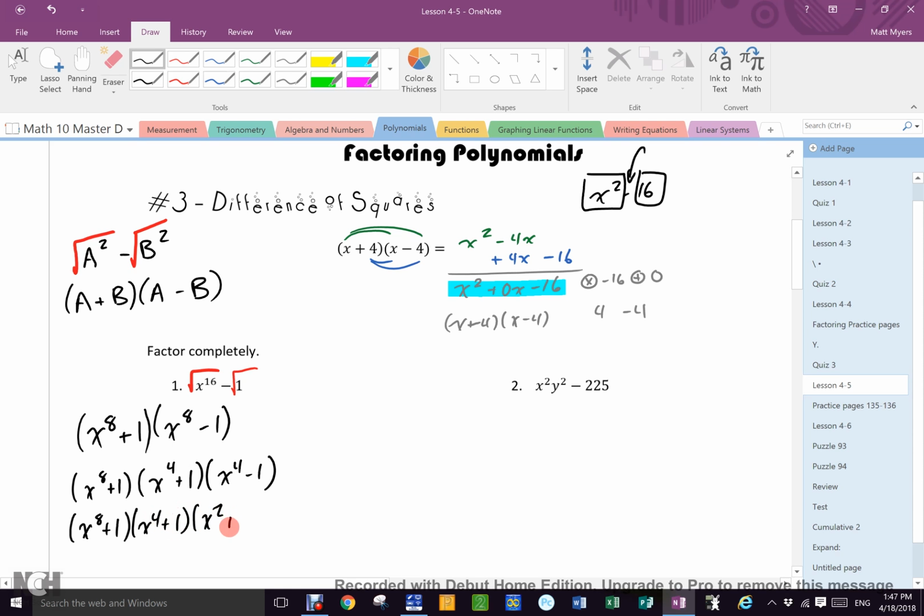X squared plus 1 and x squared minus 1. Surely now I am done. No, why? Because I can do it one more time. X to the 8th plus 1. X to the 4th plus 1. X squared plus 1. X plus 1. And finally, X minus 1. Surely now I am done.